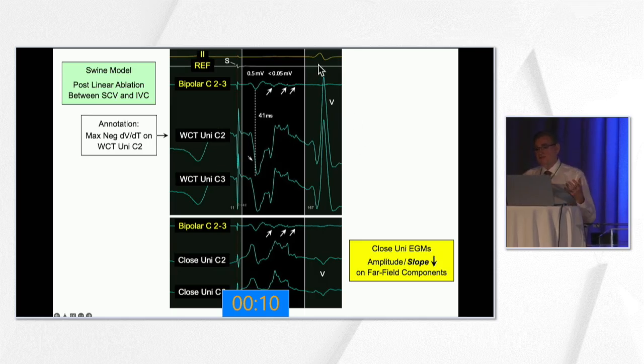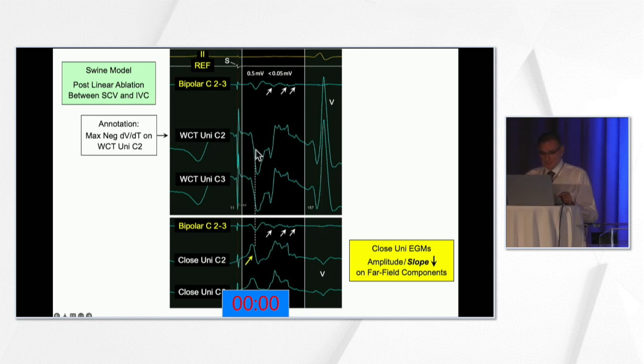The biggest far field, or I should say the truest far field, is the ventricular signal. And look at the size and the slope of the electrogram here. Now compare it on the close unipolar electrogram. You can see how it's markedly reduced, and notice the slope is a lot less. Okay, all right, let's look at some of the atrial ones.